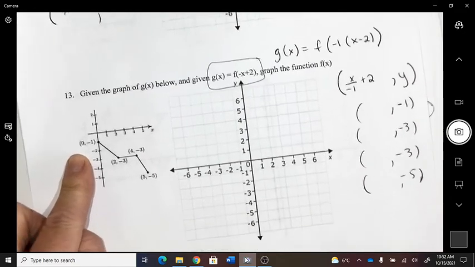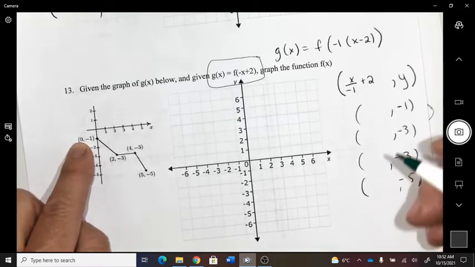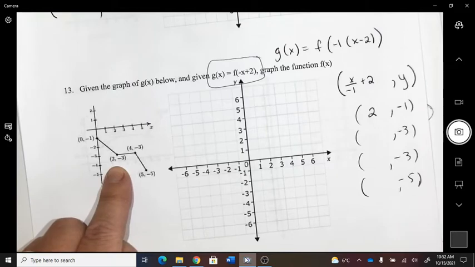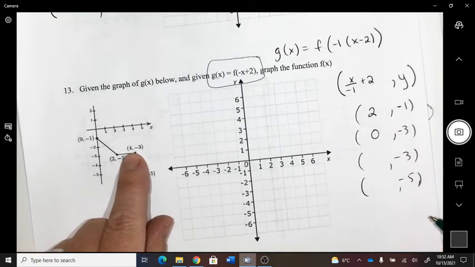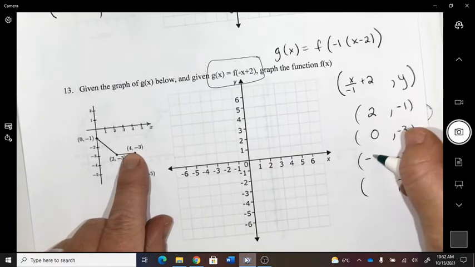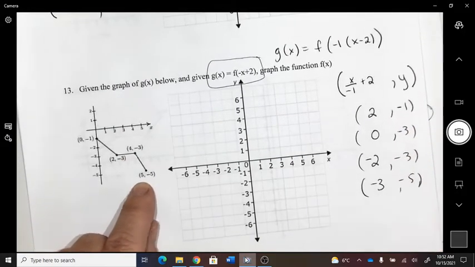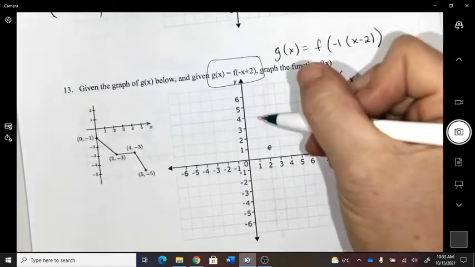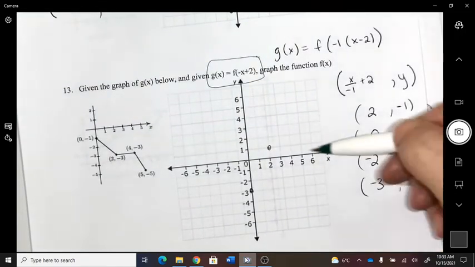My new coordinates. So -0 plus 2. -2 plus 2. -4 plus 2. -5 plus 2. So graph it and see if it is looking like you think it should with your descriptors.